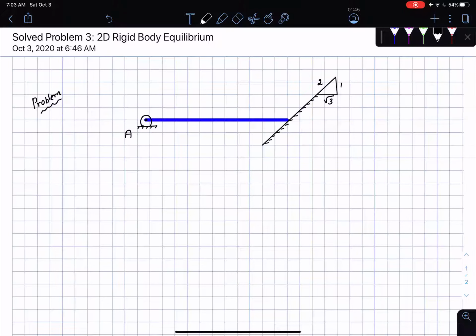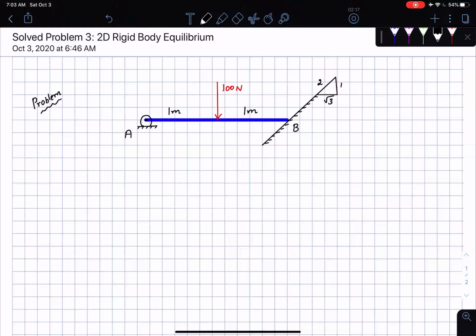Let me call this end of the bar B, and there is a force acting at the midpoint of this bar. Okay, it's a fairly simple loading situation. At the middle of the bar there is a force of magnitude 100 newtons. And we are told that the distance from point A to where the force is acting is 1 meter, and the distance from the point where the force is acting to the end of the bar is also 1 meter.